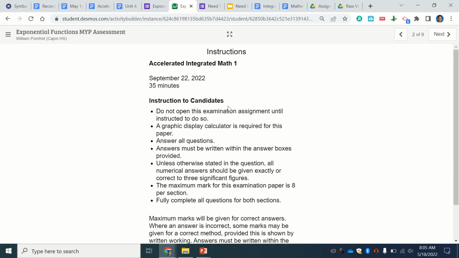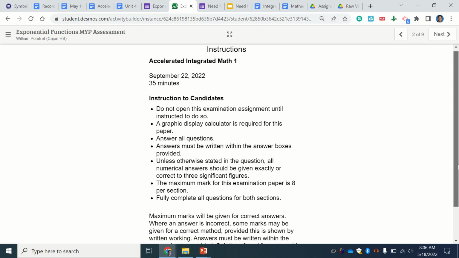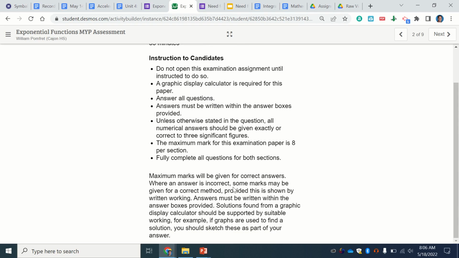It gives us instructions that says do not open the examination until you're instructed to do so. You can use a calculator. Answer all the questions. Answers must be in the boxes that are provided. You should always round to 3 significant figures, meaning round to 3 decimal points. The maximum amount you can get for each section is 8 points. And fully complete all questions for both sections. Maximum marks will be given for correct answers. We'll go ahead and click next.